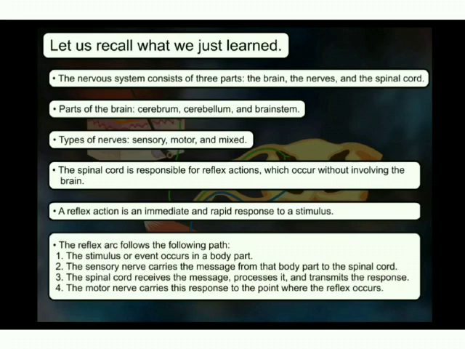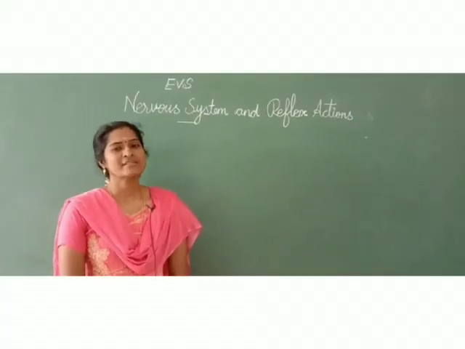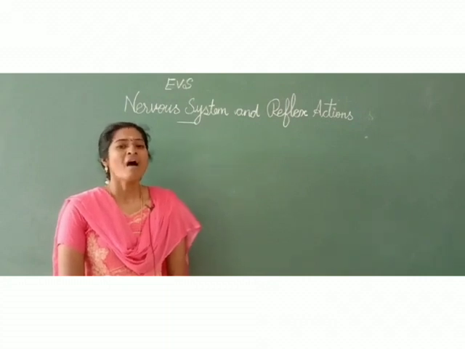The stimulus or event occurs in a body part. The sensory nerve carries the message from that body part to the spinal cord. The spinal cord receives the message, processes it, and transmits the response. The motor nerve carries this response to the point where the reflex occurs. After watching this video, you can identify organs of the nervous system and their functions.